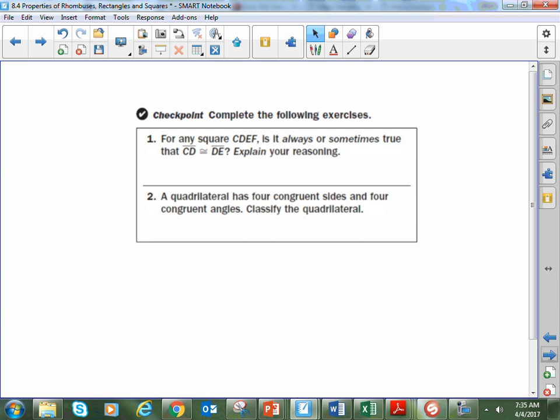All right, so hopefully we have a couple of really good answers here. For any square CDEF, is it always, sometimes, or never true that CD and DE are the same? Now, again, I want to take a look at this because I don't always pay attention to the way it's named to see: are they giving me segments that make up the sides, or maybe they're giving me diagonals.